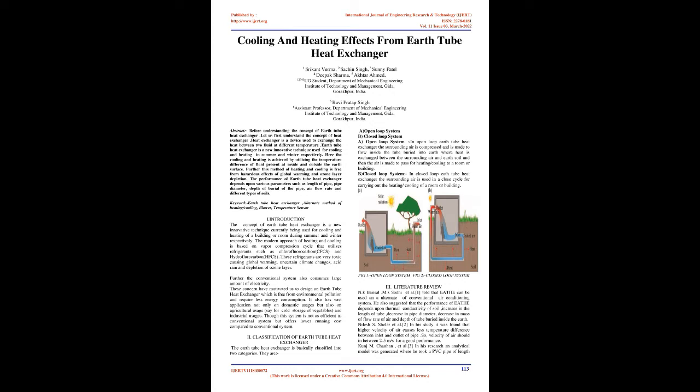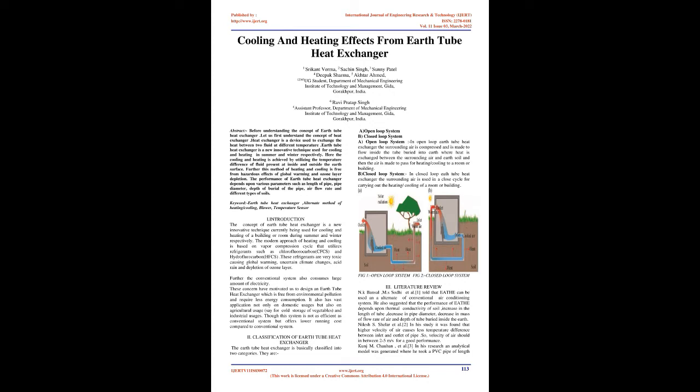Here the cooling and heating is achieved by utilizing the temperature difference of fluid present inside and outside the Earth's surface. Further, this method of heating and cooling is free from hazardous effects of global warming and ozone layer depletion. The performance of earth tube heat exchanger depends upon various parameters such as length of pipe, pipe diameter, depth of burial of the pipe, airflow rate and different types of soils. Keyword: earth tube heat exchanger. Alternate method of heating/cooling, blower, temperature sensor.